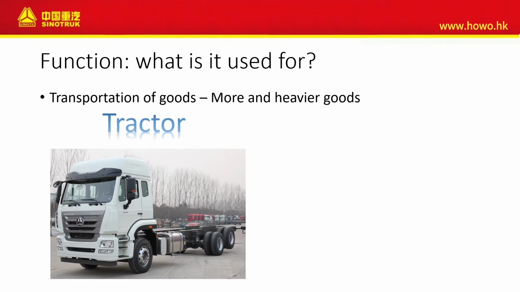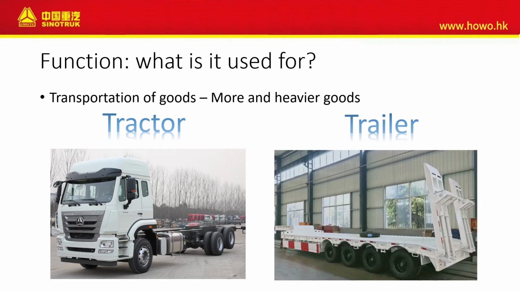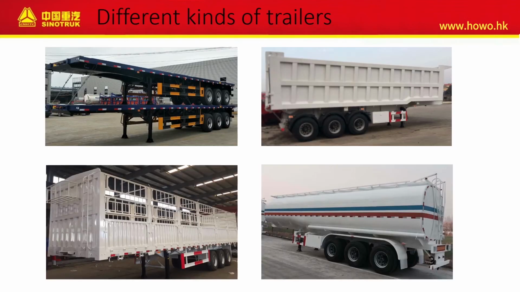If you need to transport other types of goods, there's another special truck called a tractor. With a tractor, as you can see in this picture, you can't transport anything. You need another part called a trailer or semi-trailer. You need to combine these two parts to transport goods. Of course, there are many different kinds of trailers. With different kinds of trailers, you can transport different goods, and this is a combination.